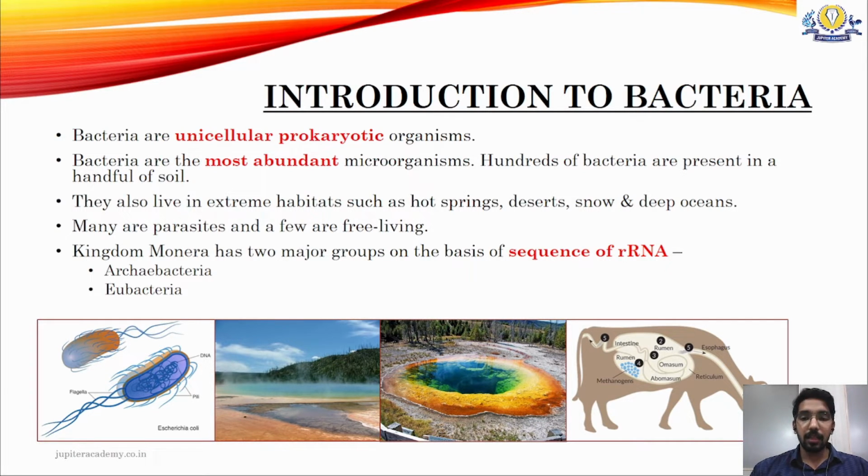Coming to their lifestyle, they can be parasitic, meaning they depend on other organisms for food and shelter, or they can be free living. Here most of them are parasitic and a few are free living. So the Kingdom Monera has two major groups, based on the sequence of rRNA, ribosomal RNA. They are your Archaebacteria and Eubacteria.